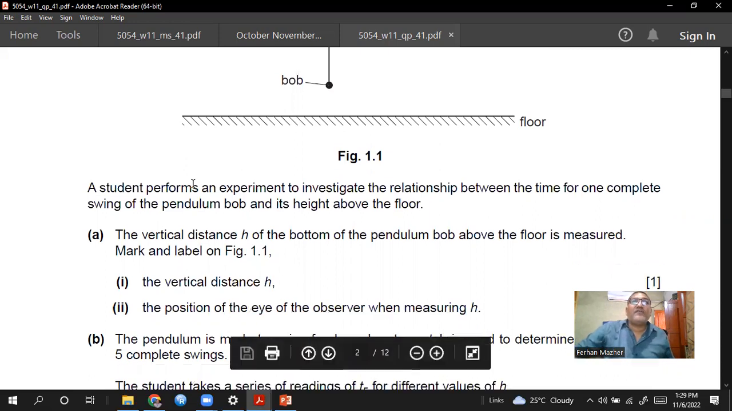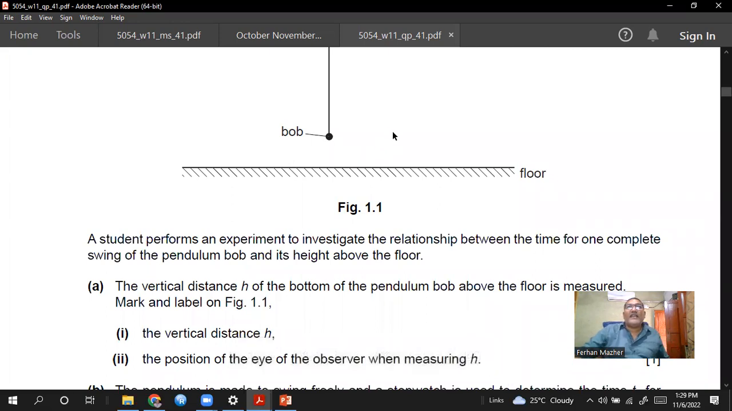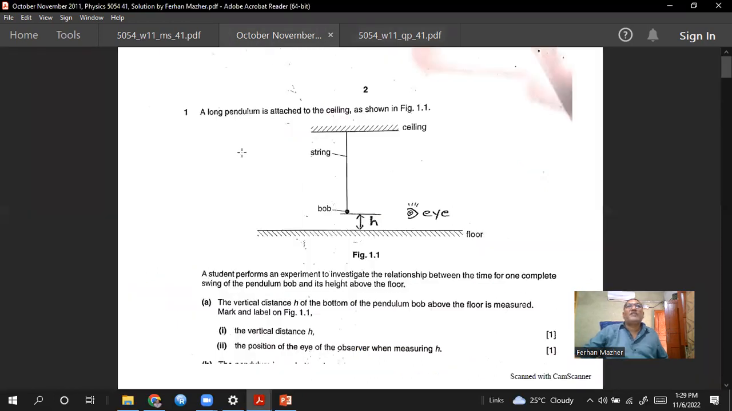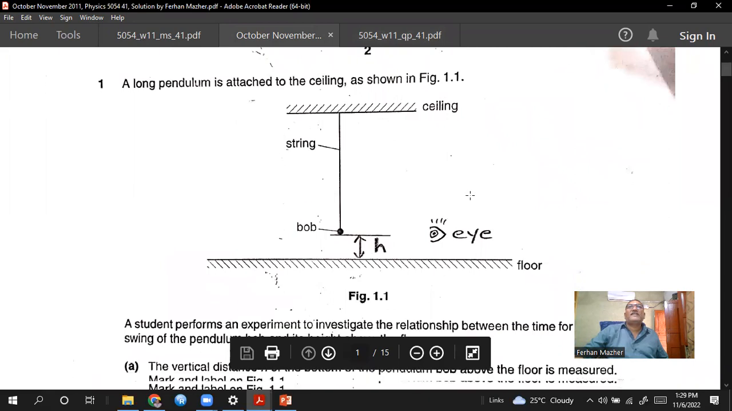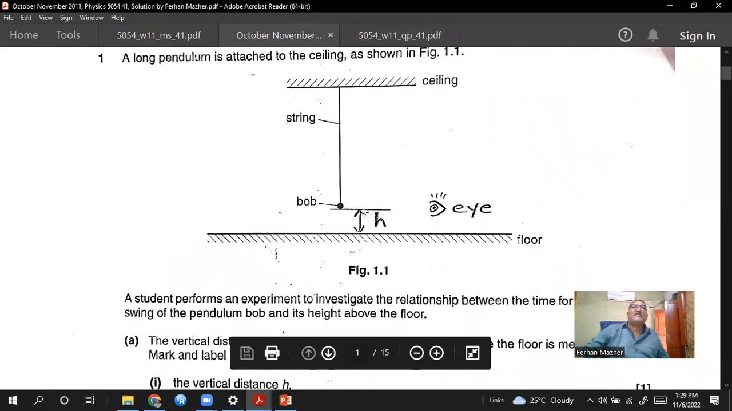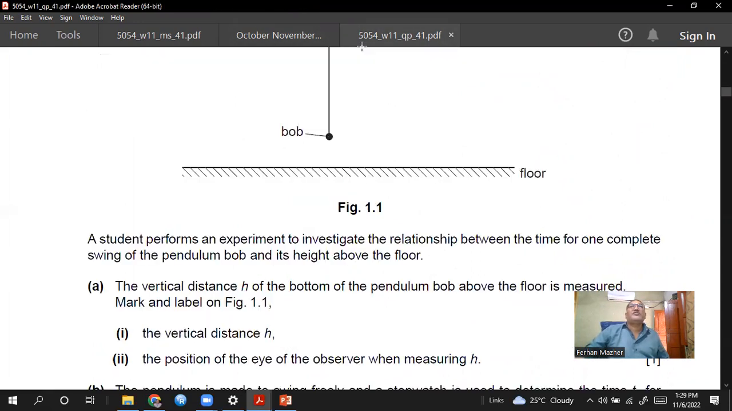The position of the eye of the observer when measuring h: you have to position your eye exactly here. It should be perpendicular to the level of the bob. So let me show you my solution. You can see I have drawn that. This is that height, and I will label it as h, and this is the eye of the observer. This is exactly at the level of the bottom of the bob. So this is what they have asked you to do.